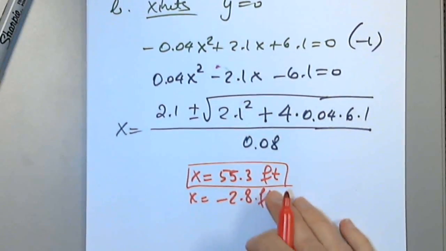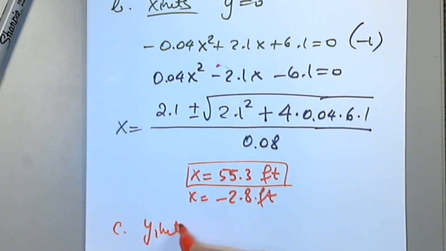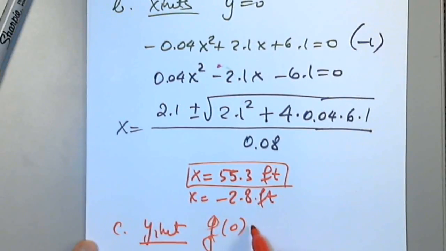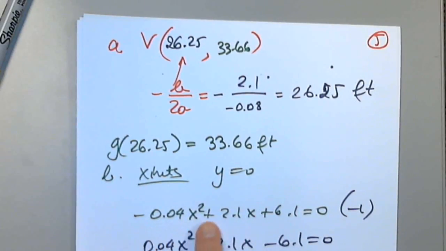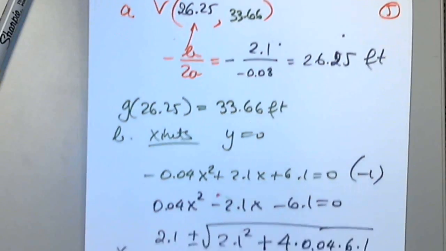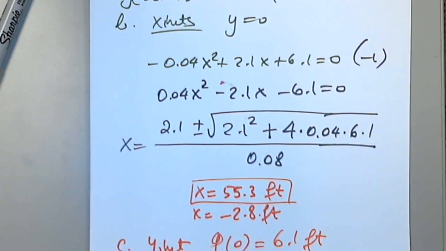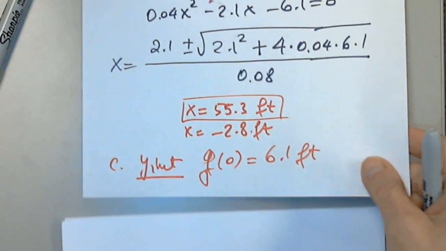What does that represent for the quadratic function? Exactly. So in part C, I have to find the y-intercept. How do I find it? F of 0 or g of 0. So let's look at the function. This is our function. Very good. So it was launched or thrown up in the air from 6.1. Any questions? This completes section 3.1.